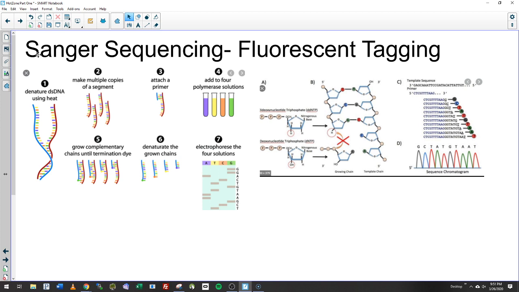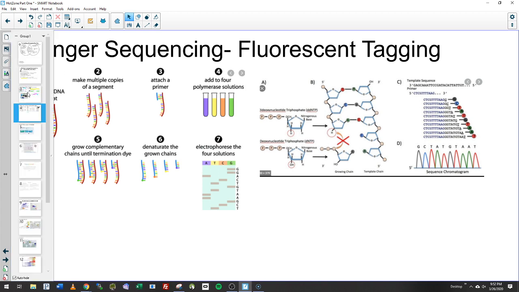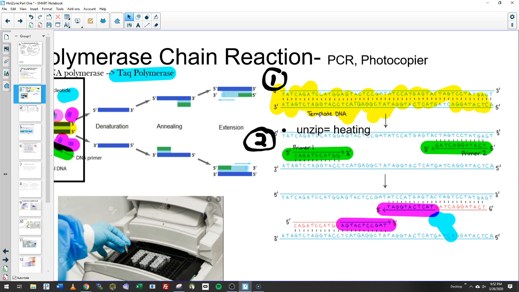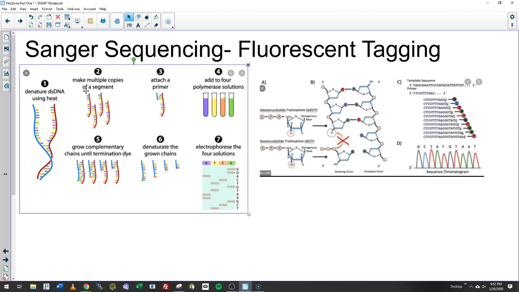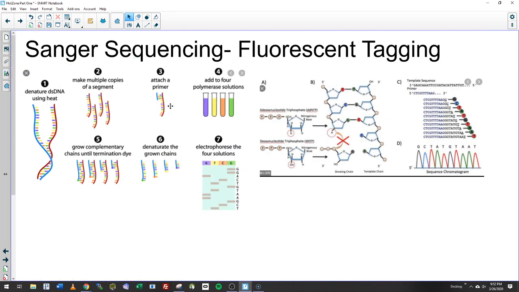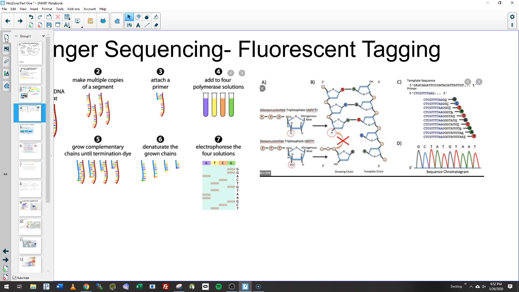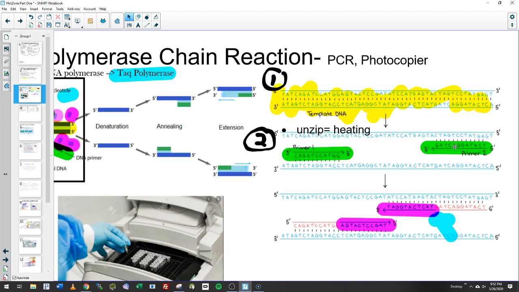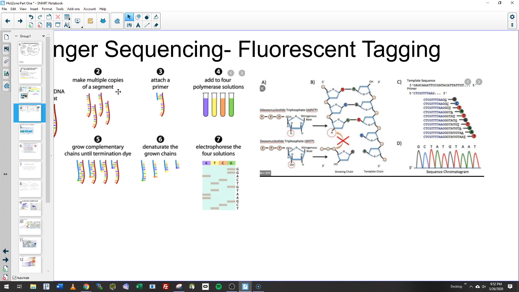It doesn't necessarily have to be at the same time, but the concept is they're going to denature the DNA the same way that they denatured it in PCR. They're going to split it up. They're going to heat it up and they're going to denature it. They're going to make multiple copies of the part that they're interested in, which is exactly the PCR component. They're going to run this a few times and make some copies. Now, the next thing they're going to do is they're going to attach a primer. Just like we did over here, we attach a primer because we want to build off of the sequences that we have. We're going to add 4 different polymerase solutions.